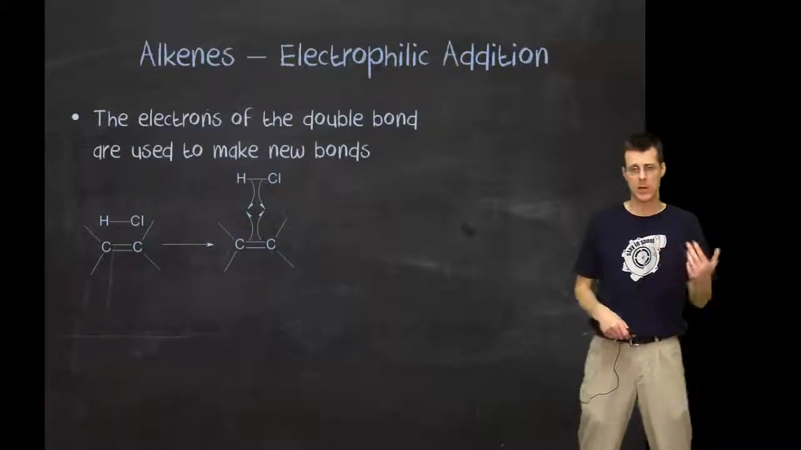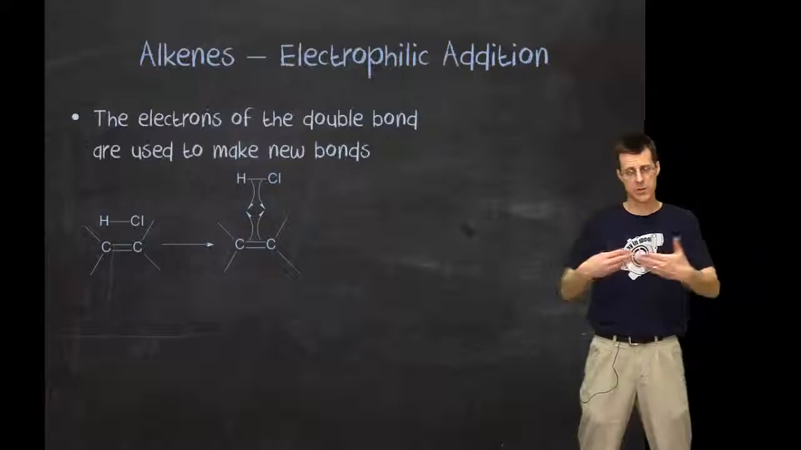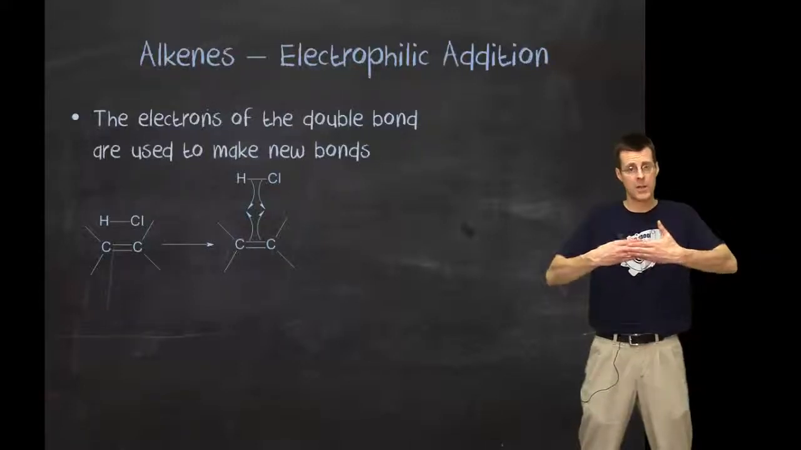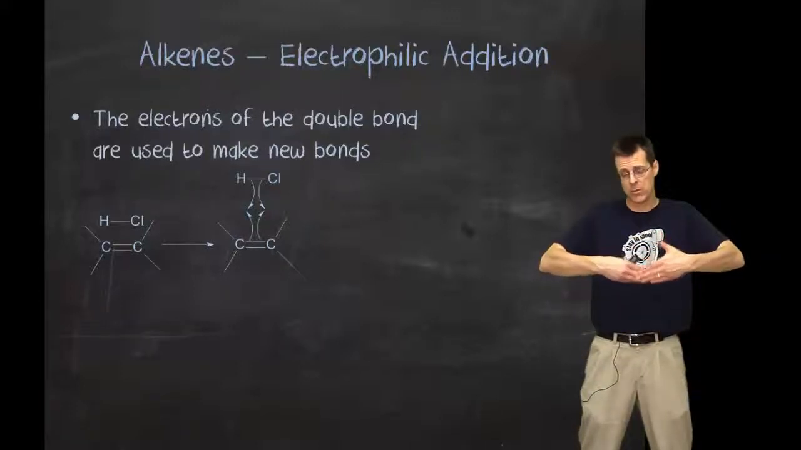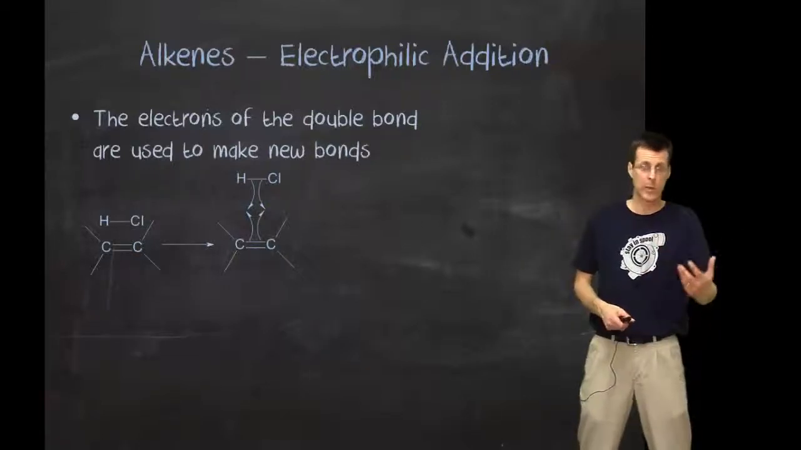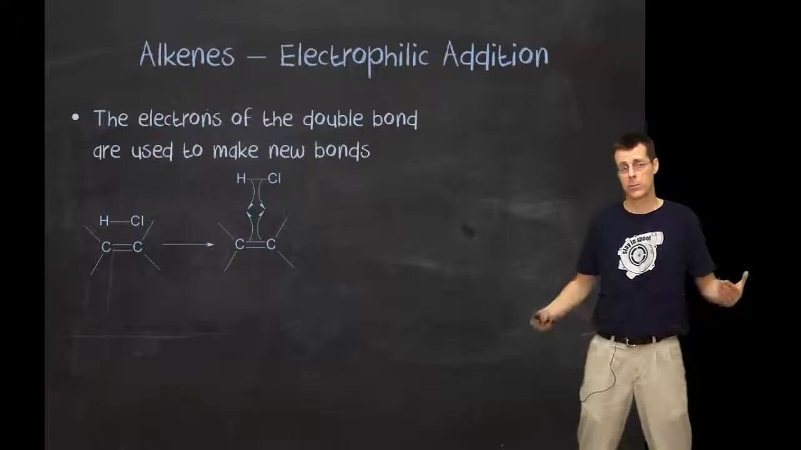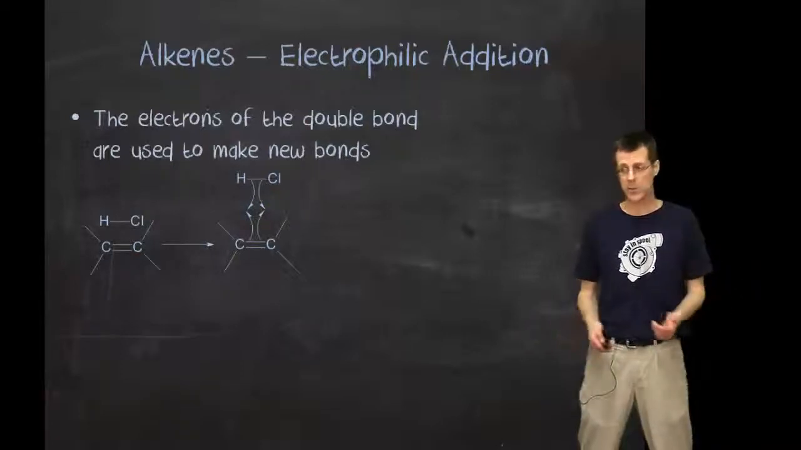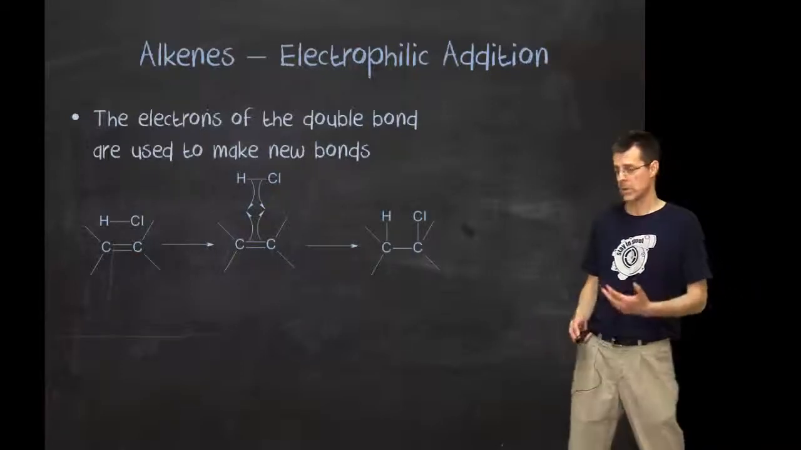Similar thing is happening with the hydrogen chloride. The electrons that are shared between hydrogen and chlorine, they stop being shared between hydrogen and chlorine and they move in a different direction to pair up or share up with the electrons from that carbon-carbon double bond. And then we end up doing something like that.